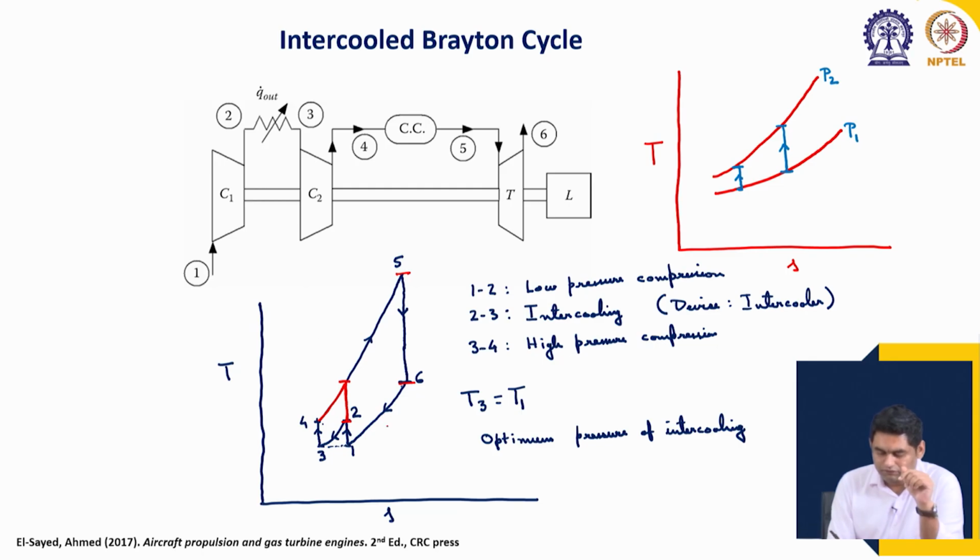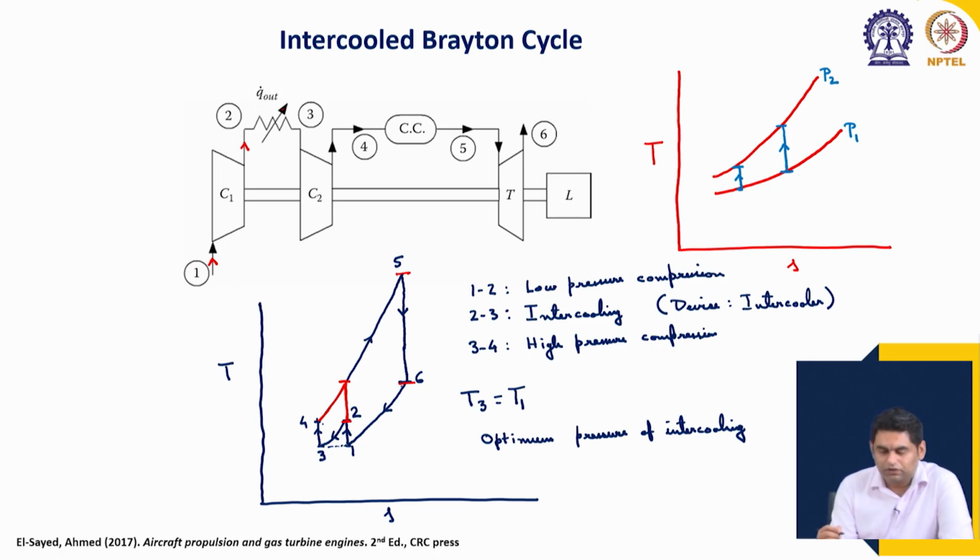So, if I compare this component diagram, which I have taken from the book by L. Syed Ahmed, with this TS diagram: from 1 to 2 is the low pressure compression process, then 2 to 3 is the intercooling or the heat exchange in the intercooler. Here the heat is removed to an external source, so it is not like regeneration. Here the heat is being removed to an external circuit, so external water. We are just removing heat from the cycle.